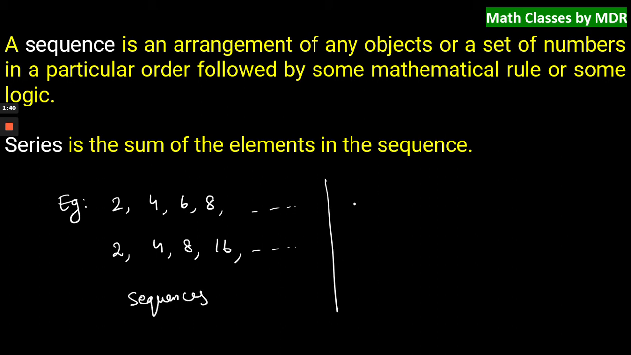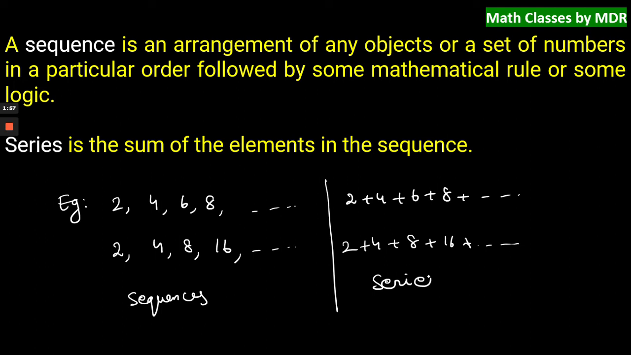On adding these numbers, we'll get the series: 2 plus 4 plus 6 plus 8 plus and so on. This is the series. 2 plus 4 plus 8 plus 16 plus and so on. This is called a series, just adding the terms in a sequence. So from now onwards, we call these numbers the terms of the sequence. This is called the first term, this is the second term, the third term, the fourth term. These are known as terms of the sequence.